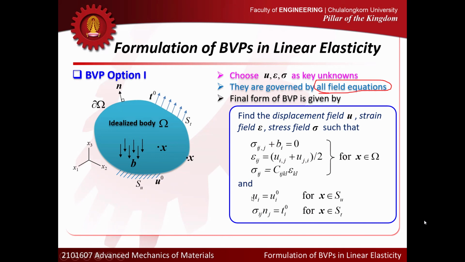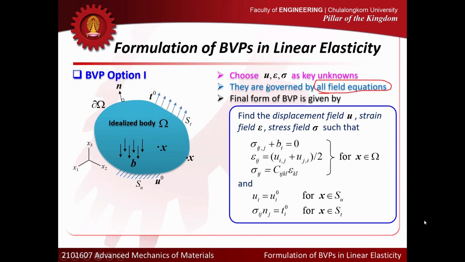The first one is the essential boundary condition, and this is the natural boundary condition. Okay, you have to state clearly that the first one has to be satisfied for every x on the surface SU, and this one is satisfied for every point x on the surface ST. Okay, what I put in the blue box here is the boundary value problem of this problem. And this boundary value problem is formulated based on the choice of the unknowns here.